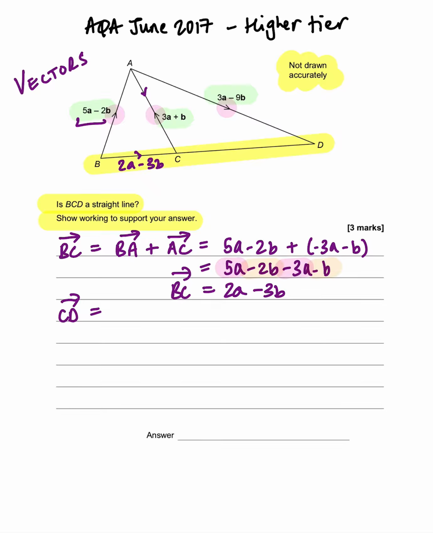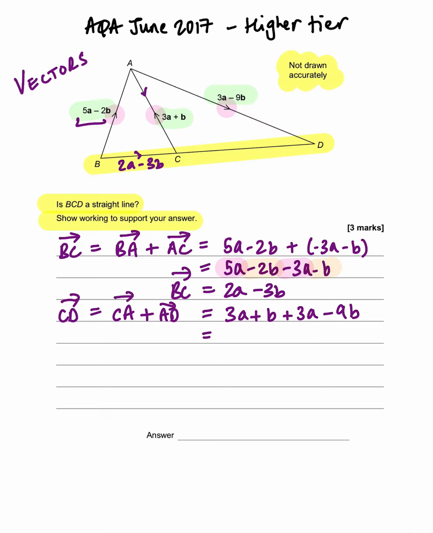We're going to find the vector for C to D. So the journey I'm going to take for C to D is a journey where I've got things labelled. So I'm going to go from C to A, and then I'm going to go from A to D. So C to A, we're travelling in the same direction as the arrow. So I'm going to do 3A plus B. And then A to D, we're travelling in the same direction. So it's exactly as it is, 3A minus 9B.